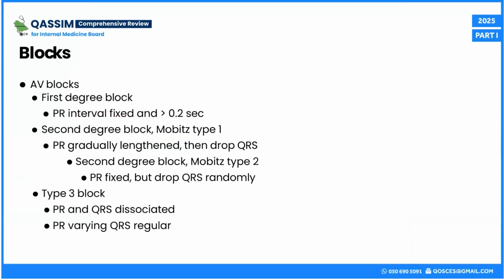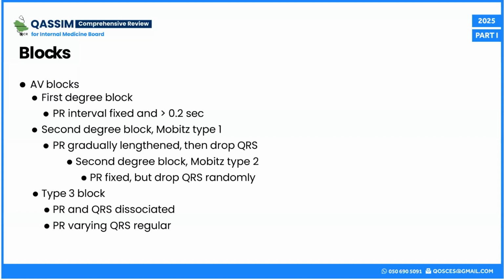So what are blocks? We have the first degree block that has a PR interval that is fixed and more than 0.2 seconds. A Mobitz type 1 has a PR that progressively prolongs, then you will have a dropped beat. That gradually lengthens, then you have a dropped beat. A Mobitz type 2, you have a PR segment that is prolonged but fixed, then your QRS will drop randomly.